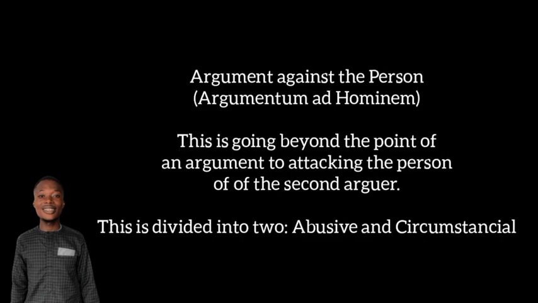For the next one, we are going to talk about the fallacy of ambiguity. Oh, sorry, there is one last one. That is the argument against the person, argumentum ad hominem. This is when you go beyond the claims in an argument to attacking the person of the second arguer. This is subdivided into two. The first one is abusive, and the second is circumstantial.